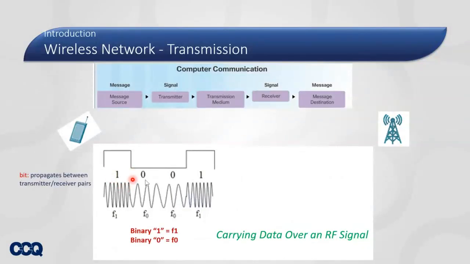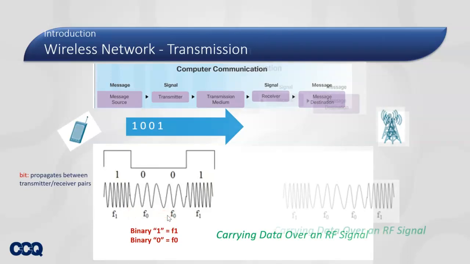Here is an example, where we have 4 bits, 1, 0, 0, 1, using frequency shift key. For bit 1, I'm using the modulated signal with higher frequency F1, and for bit 0, I'm using the modulated signal with lower frequency F0. This is being sent over the transmission medium from transmitter to receiver. I don't send this 1001, I send the modulated signal with F1 and F0 properties.